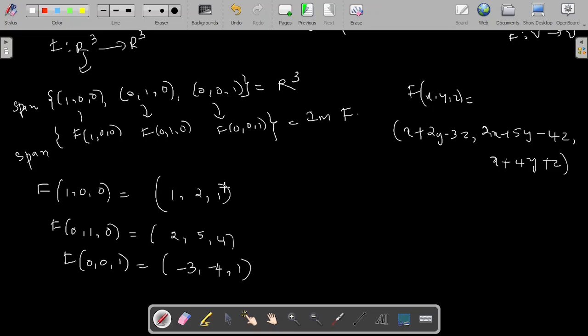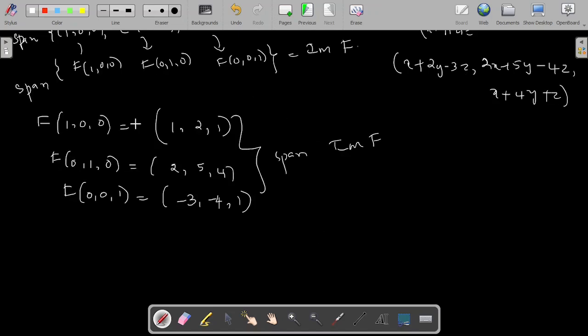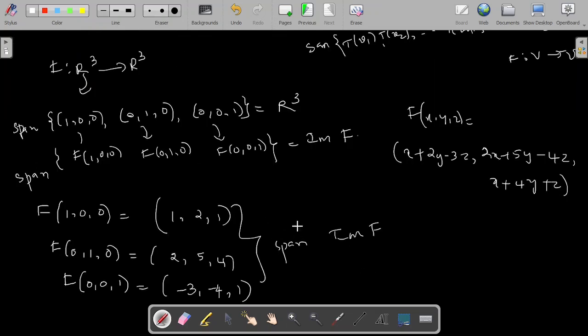So these three vectors now span the image of the transformation. Now you have to check, are they linearly independent? Because if three vectors span the whole space R cube, then you know that those three vectors can be considered as a basis. But they are not spanning the whole space R cube. They are spanning the image space. The image of this transformation can be equal to R cube or can be a subset of R cube.